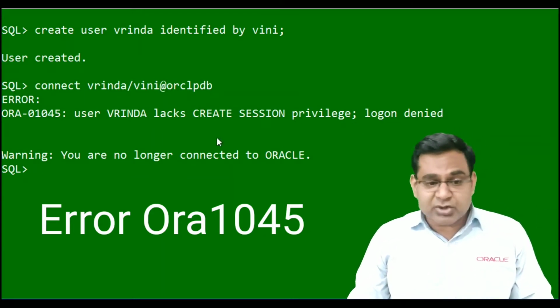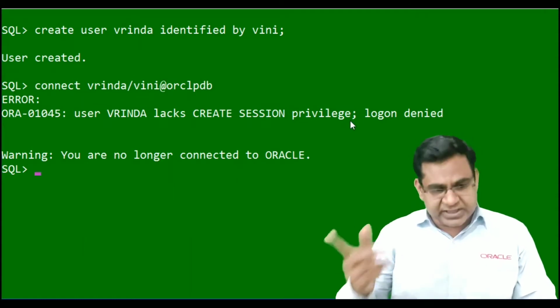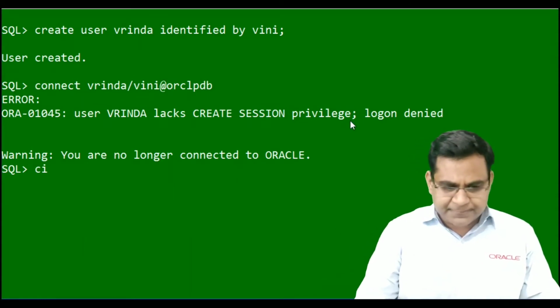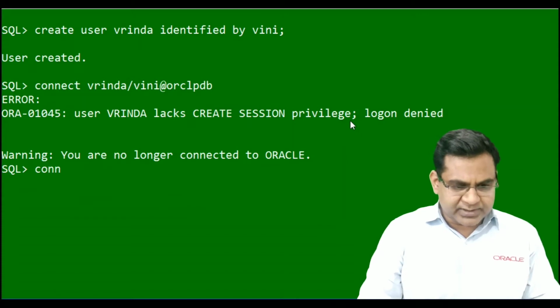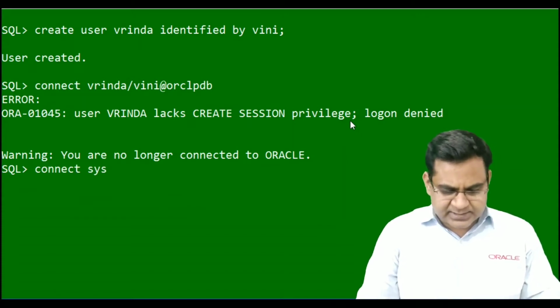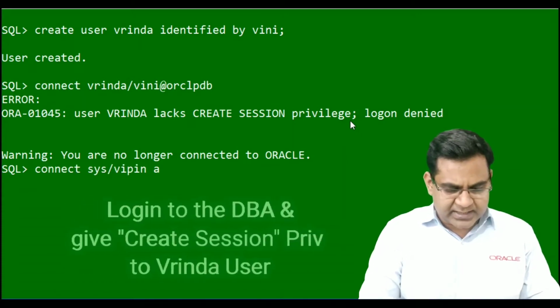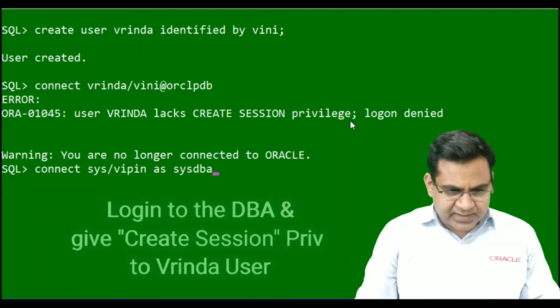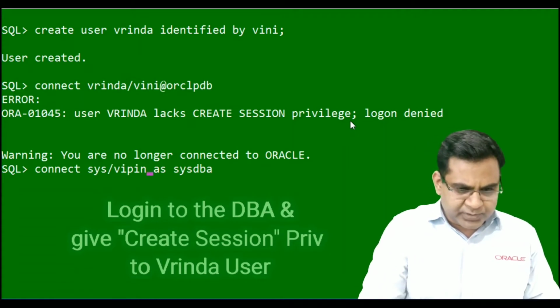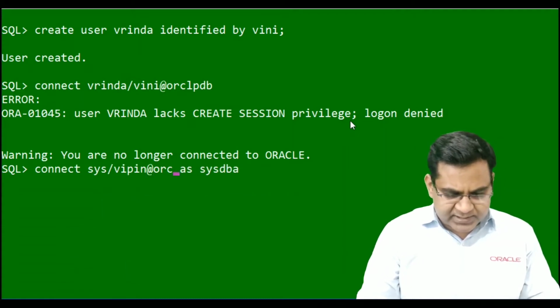So now this user has not been given the rights to create session, so we need to go to the DBA again. We need to run the statement as connect sys, which is the DBA, its password, as sysdba, and we directly want to move towards the pluggable database, so we're going to write it as ORCLPDB.